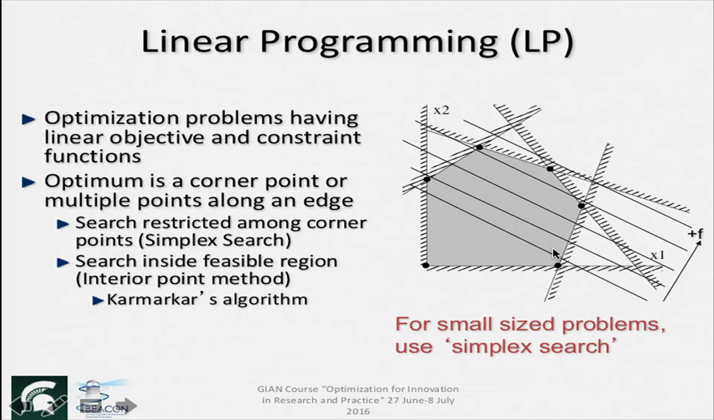Now the objective function is also linear. So what does it mean? The objective function can be c1 x1 plus c2 x2, and say you want to minimize or maximize that. If I want to plot a contour of the linear function, it will look like a straight line like this. It depends on c1 and c2 values how the slope would be, right? So you have a straight line contour plot of the objective function and a polygonal feasible space.